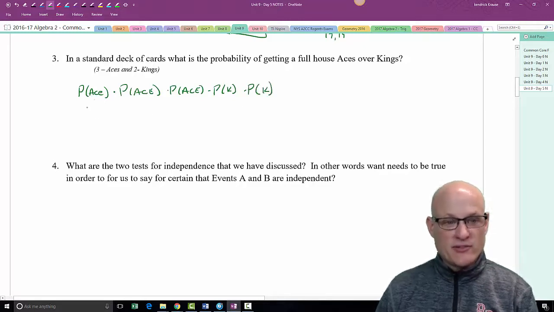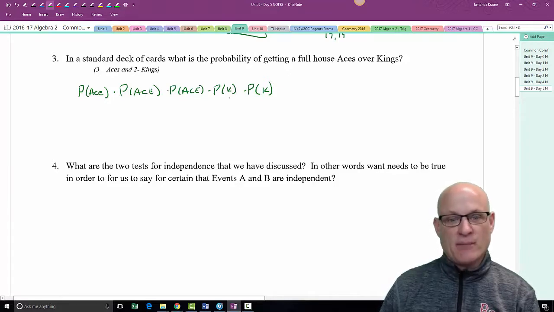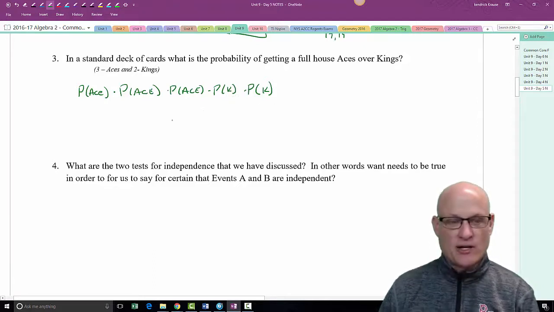Now, really, this is the probability of ace. This is the probability of ace already having got an ace. This is the probability of ace having already gotten 2 aces. This is the probability of getting a king having already gotten 3 aces, and so on and so forth. But we'll take care of that in the probabilities.